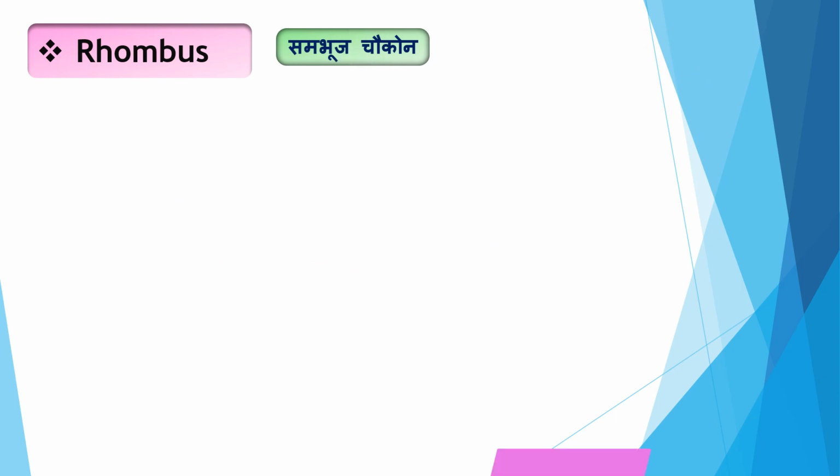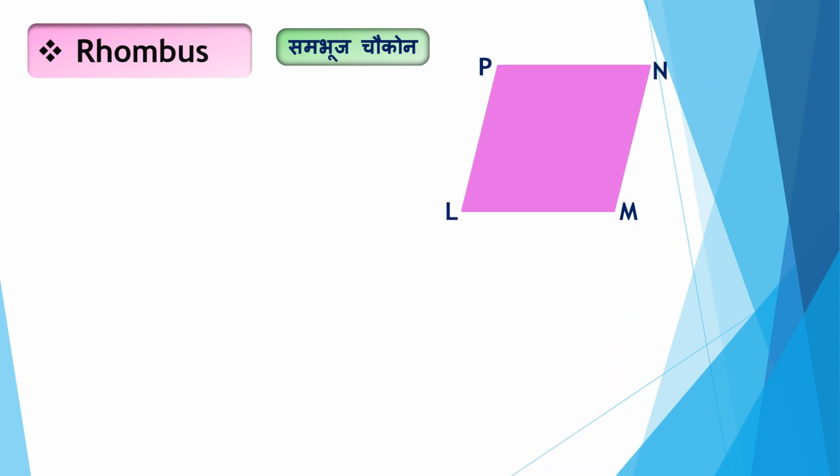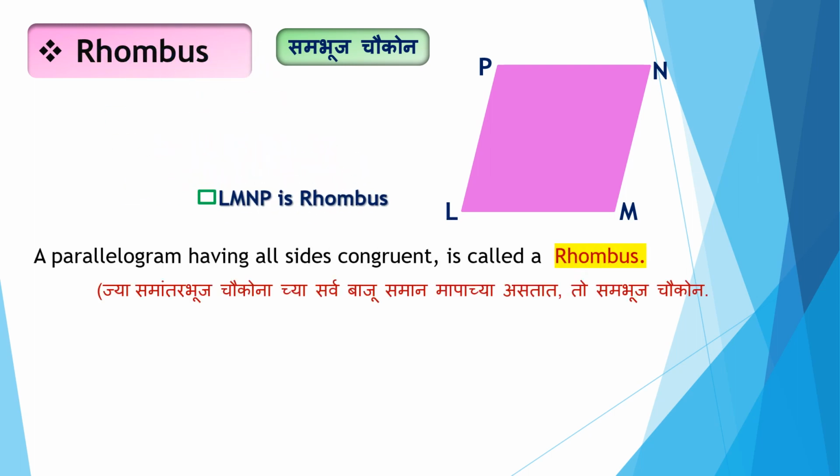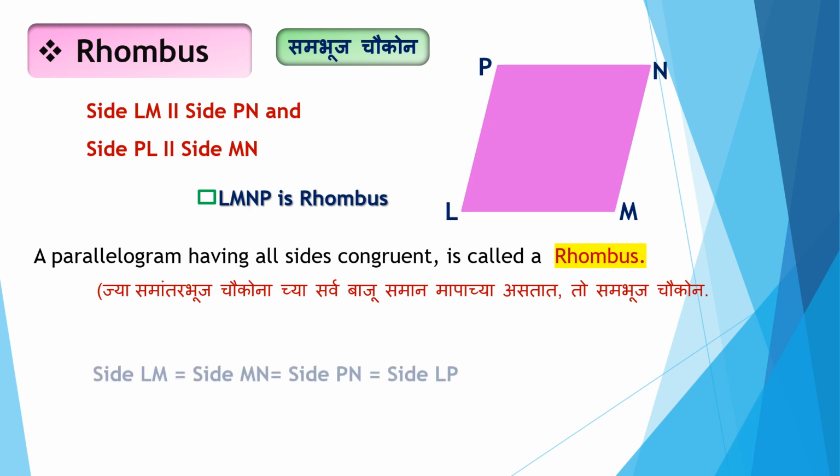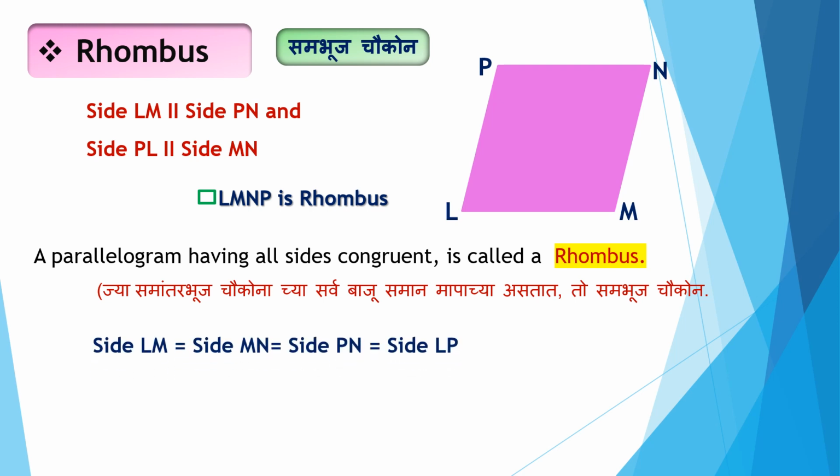Here we see the third quadrilateral, that is rhombus. We name this quadrilateral LMNP, a rhombus. We see the definition of rhombus: a parallelogram having all sides congruent is called a rhombus. In a rhombus, opposite sides are parallel to each other. Side LM parallel to side PN, side PL parallel to side MN, and all sides are congruent to each other.